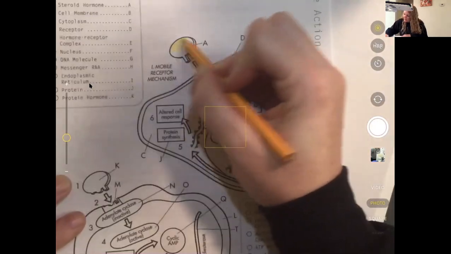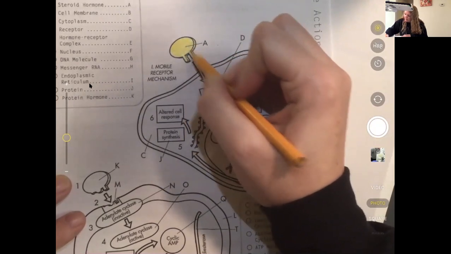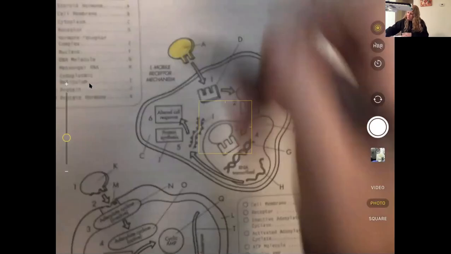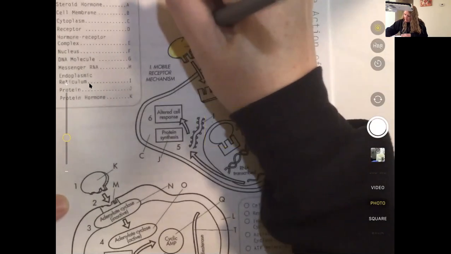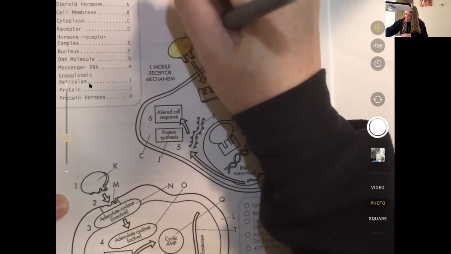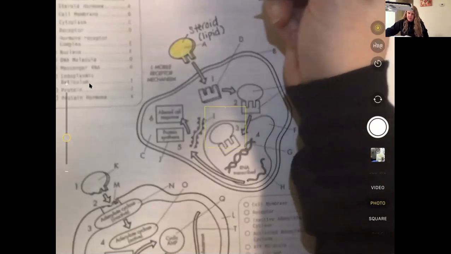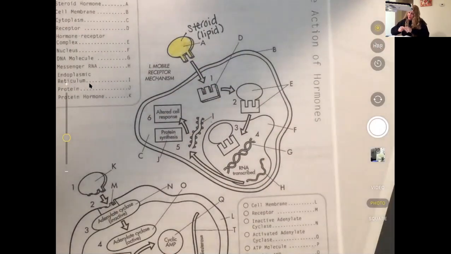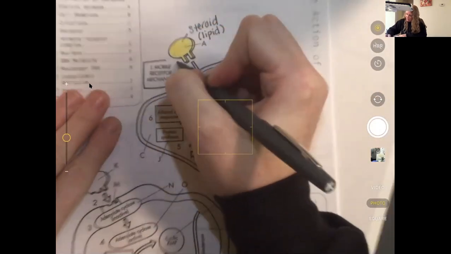And let's just go ahead and start by coloring. This is our steroid hormone, and we can label it steroid. And underneath, I'm going to have you write lipid to remember that it's a lipid. So testosterone is an example, estrogen is another. And so again, this is the mobile receptor mechanism.